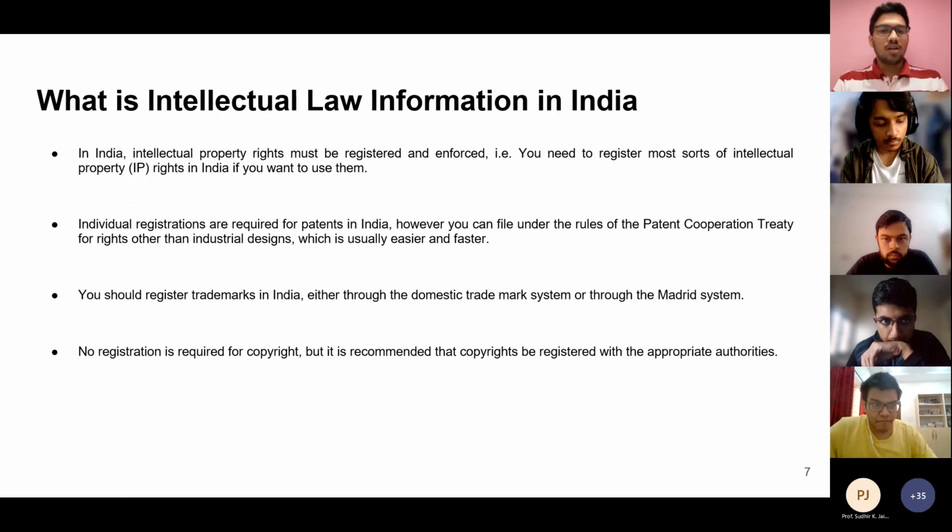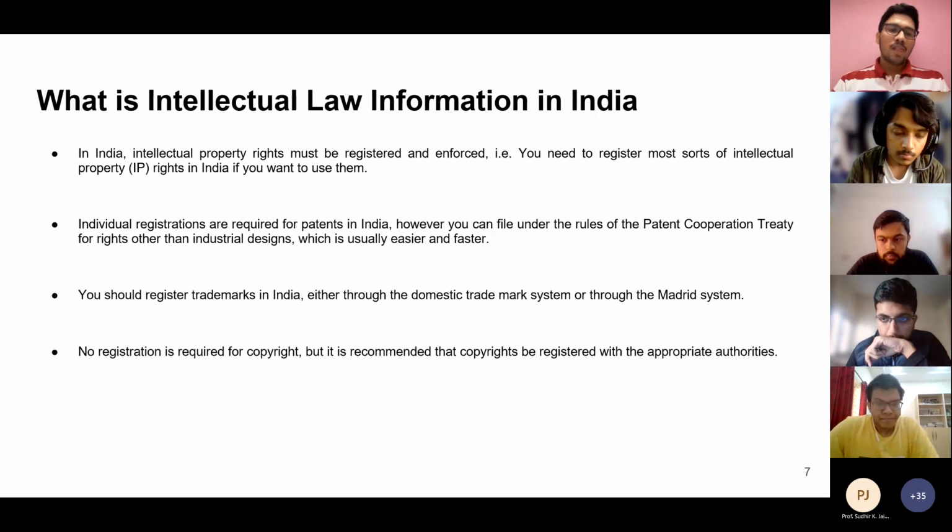So in India, intellectual property must be registered and enforced. That is, one needs to register most sorts of intellectual property rights in India if they want to use them.